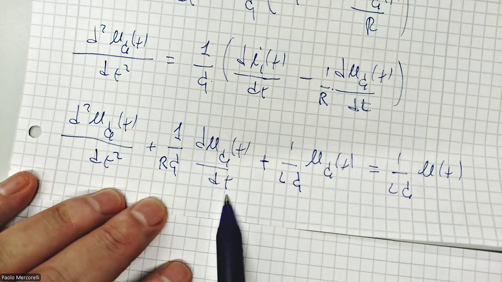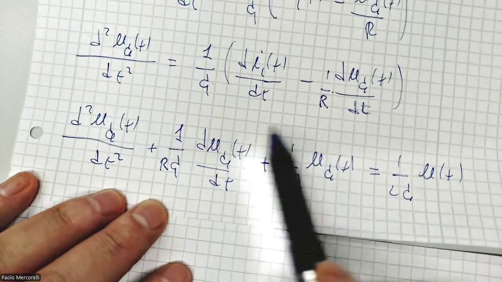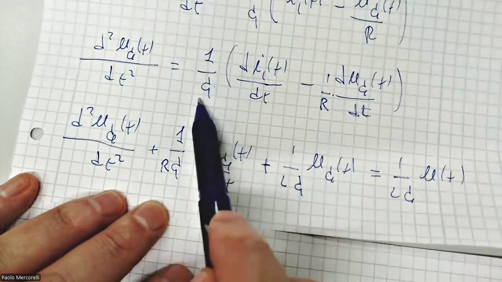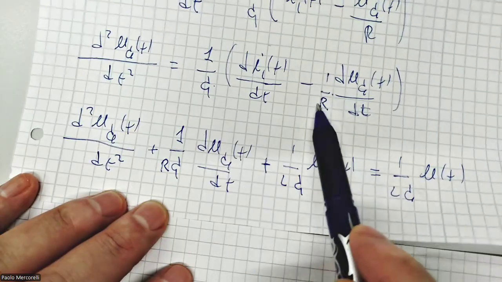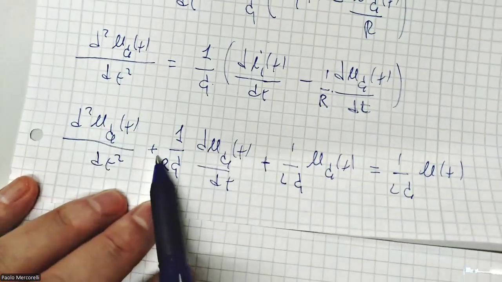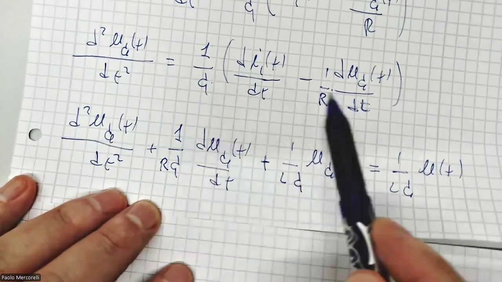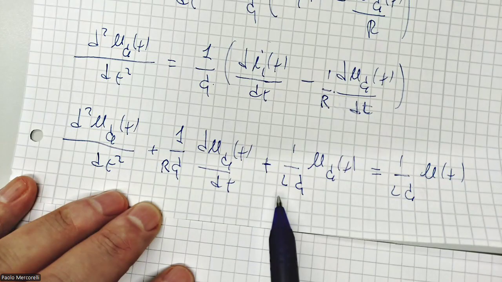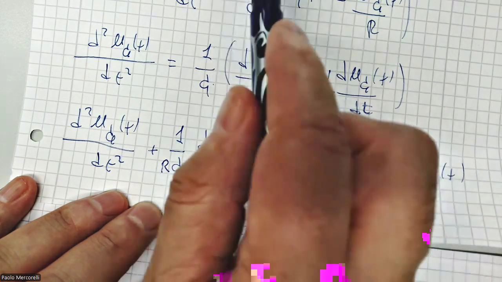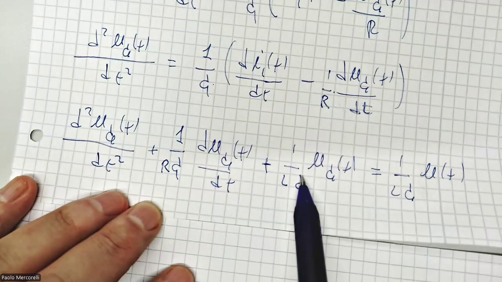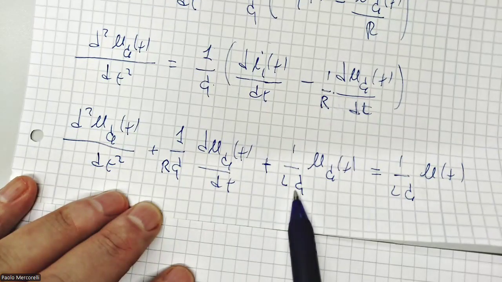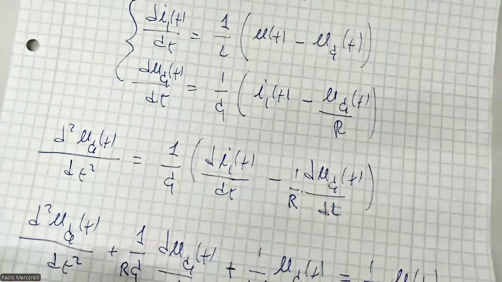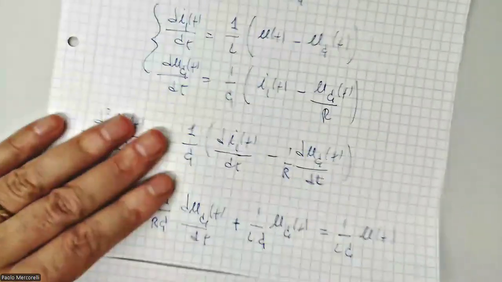Let me see. This expression here is basically 1 divided by C multiplied by minus 1 divided by R. On the other part is plus, we can see now. And then we have 1 divided by C multiplied by 1 divided by L, which is this one, which multiplies. I cannot see. One second. Okay, better, no?